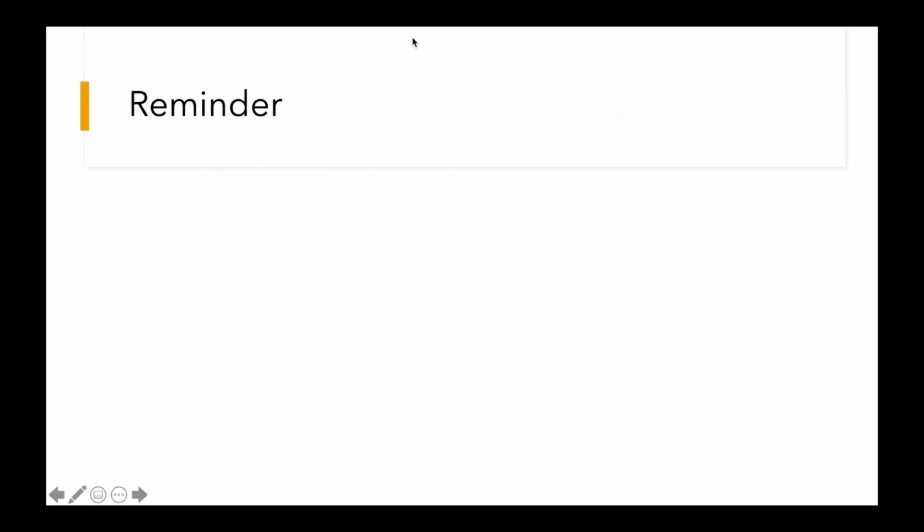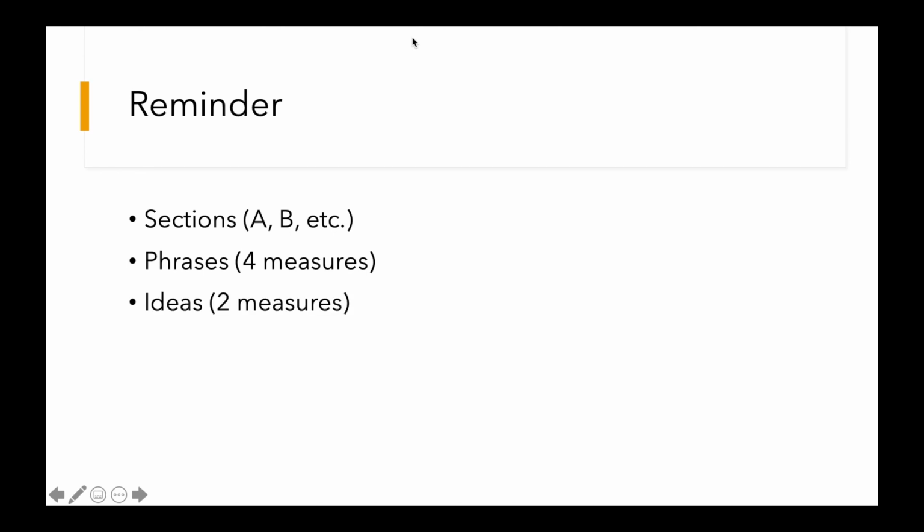Alright, once again, a reminder of all the formal units that we're going to talk about, the highest being sections A and B with capital letters. Then we go down from sections into phrases, which are typically 4 measures, ideas, which are 2 measures, motives, which are 1, and then we're going to look out for sentence or period structure.